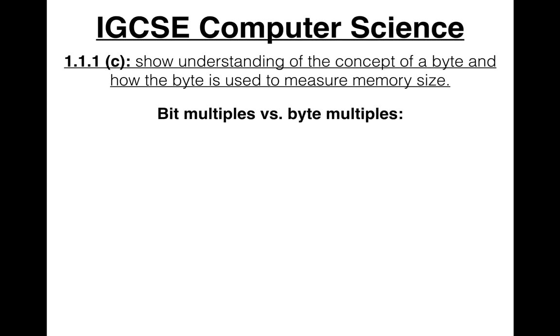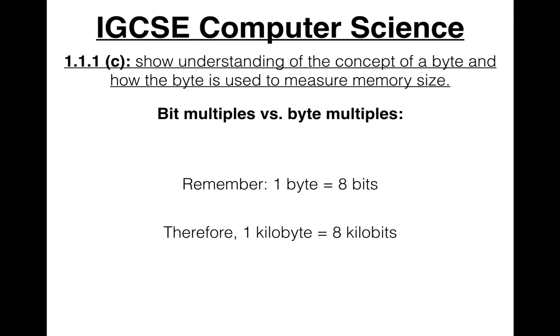So, bit multiples versus byte multiples. We remember that 1 byte is 8 bits. So that would mean that 1 kilobyte would be 8 kilobits, 1 megabyte would be 8 megabits, and so on.